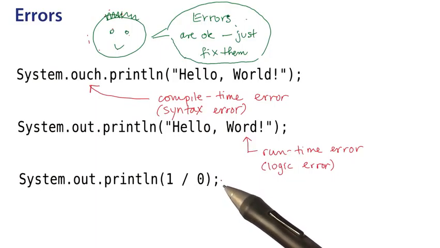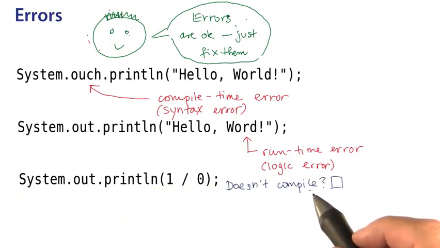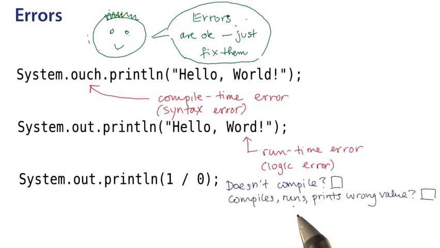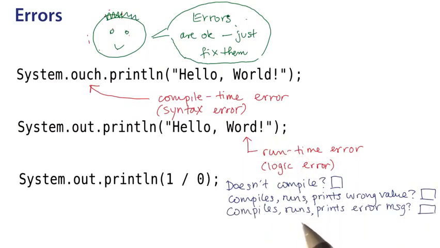It also has an error. What do you think will happen when you try to compile and run a program containing this statement? Do you think it doesn't even compile? Do you think that it compiles and runs, but then prints the wrong value, like in this case? Or will it compile and run and then print an error message? Or will your keyboard melt into a puddle of plastic? If you have BlueJ open right now, just give it a quick try.